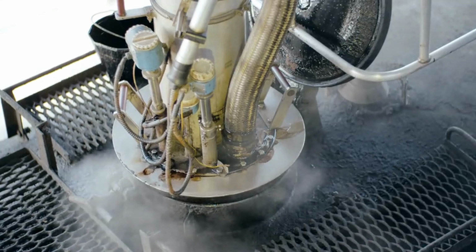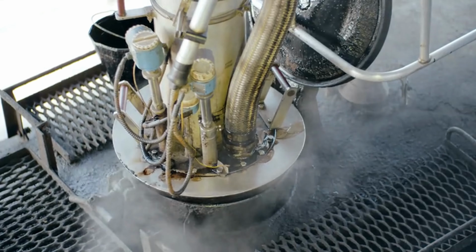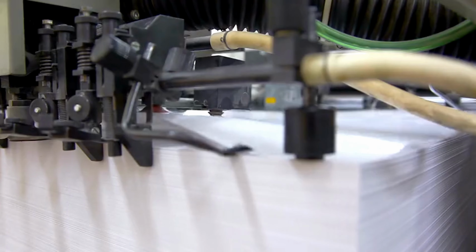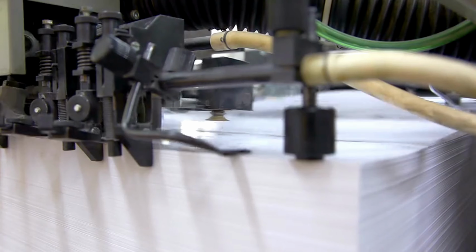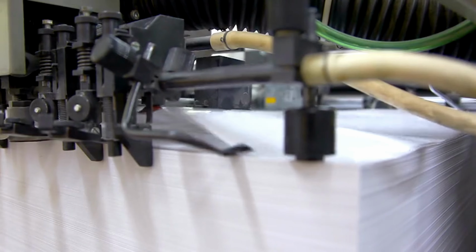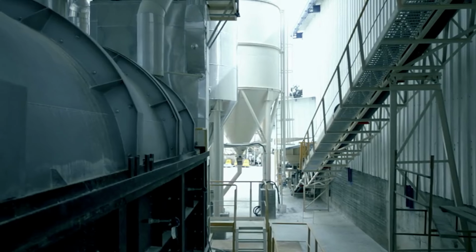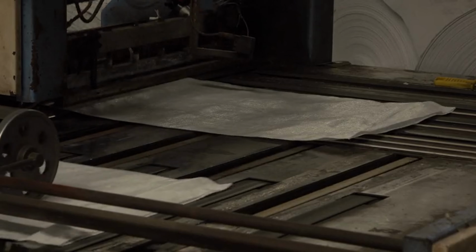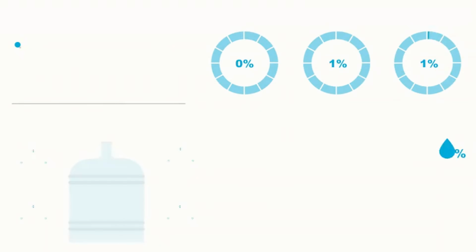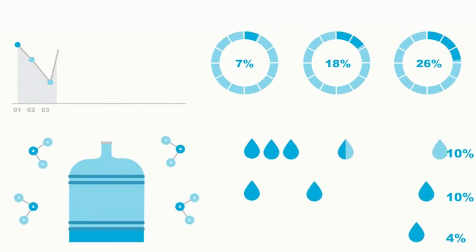Wire section, water removal. Gravity and vacuum suction remove excess water. The fiber mat moves forward, forming a continuous web. Press section, compaction. The wet paper is squeezed between heavy rollers. Water content is reduced from 75% to about 50%. Drying section, evaporation. The paper is dried using heated steam cylinders. Water content drops to 5 to 8%.